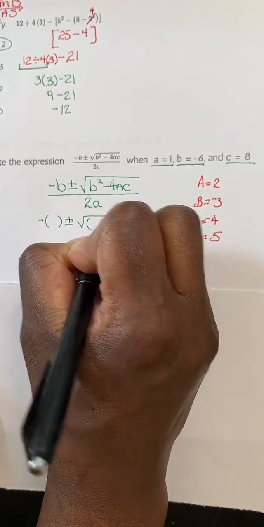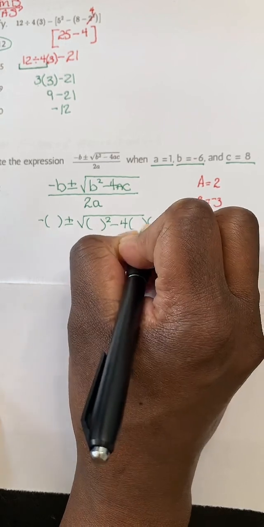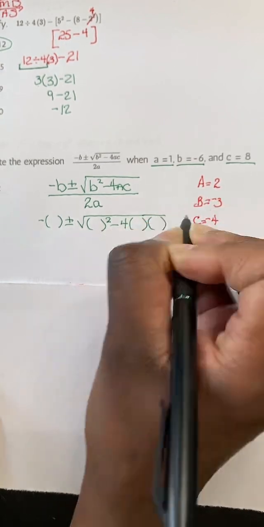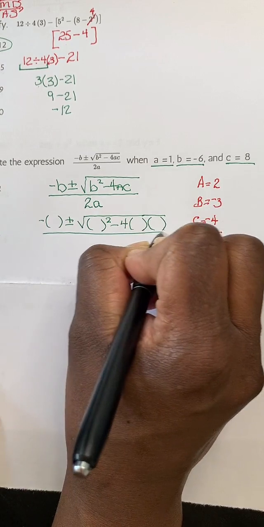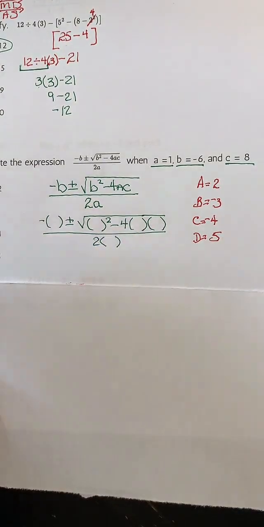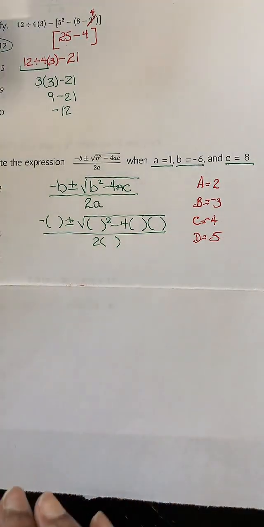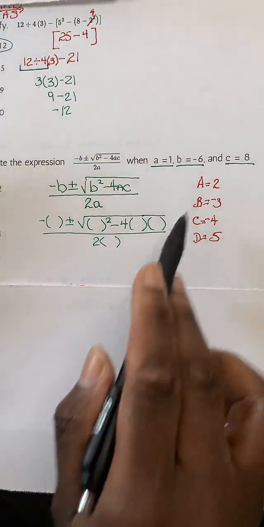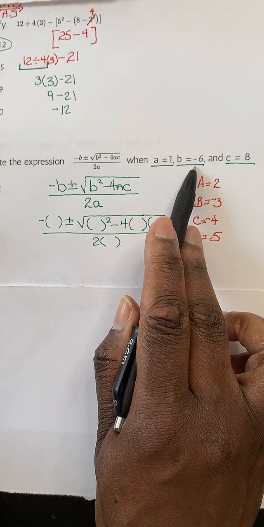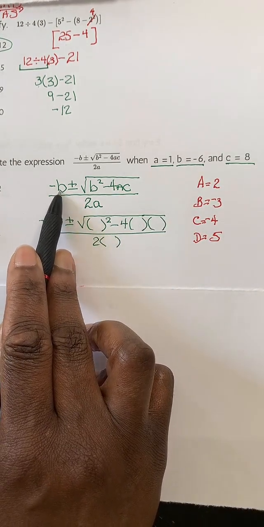So wherever I have a B, -4 times, this is representing my A, that's representing my C, all over 2 times the A. To make life a little bit easier, so we don't have so much to stare at, where my B is a -6, the -6 is only going in for the B.